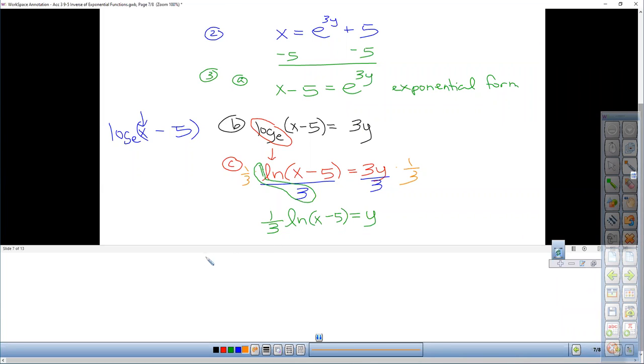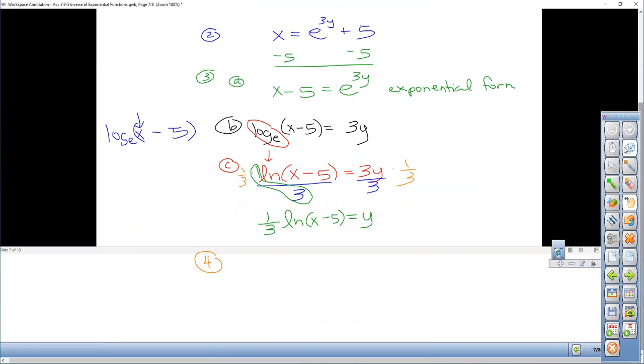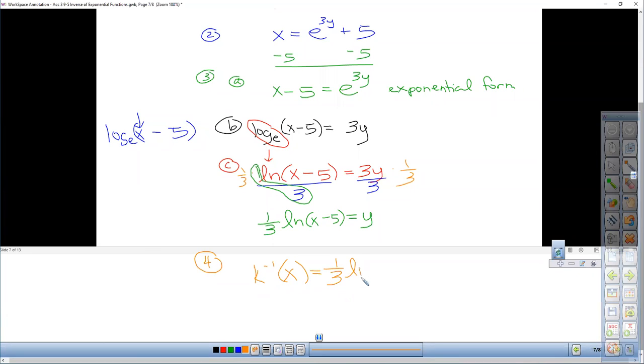So now we've got our inverse notation. This function, as I recall, was k. Yep, so k of x. So my correct inverse notation is k inverse. So k inverse of x equals 1/3 times the natural logarithm of the argument x minus 5, like so.